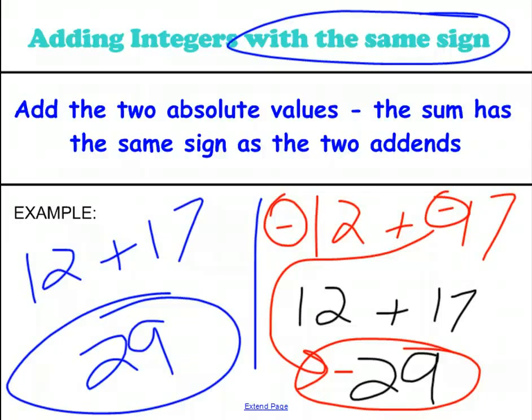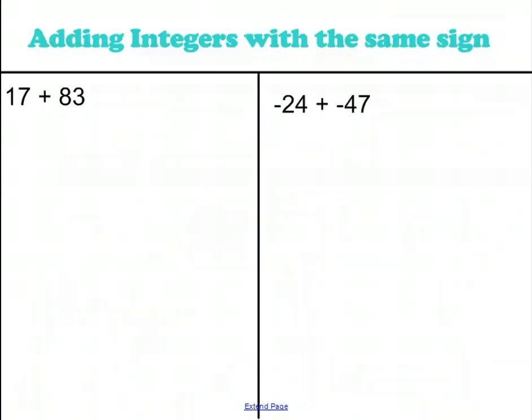And if you are unfamiliar or need some review on absolute values, go ahead and look back at the absolute value video lesson for some review there. But for right now, go ahead and pause the video and work on numbers 1 and 2 on adding integers with the same sign.